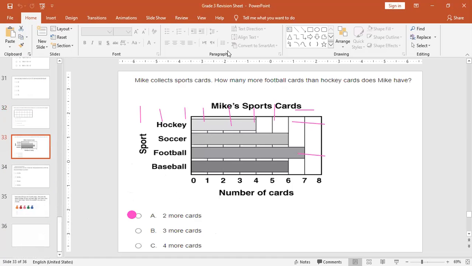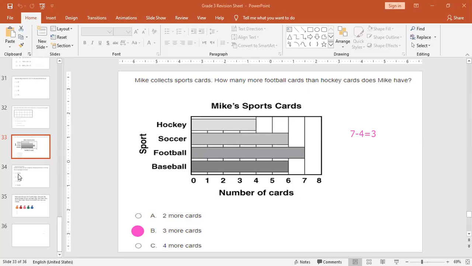Then I have here, Mike collects sports cards. How many more football cards than hockey cards does Mike have? So I will go. How many football cards? 7. He collects 7 in football. Here, how many in hockey? 4. So it is 7 minus 4, which is 3. Okay, so the answer here is 3 cards.